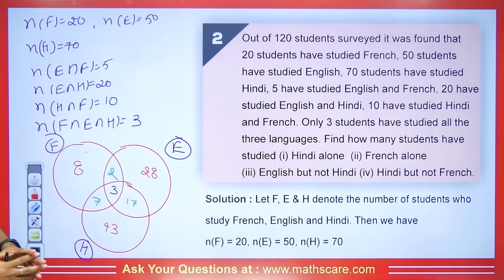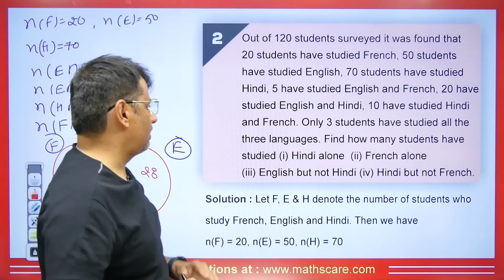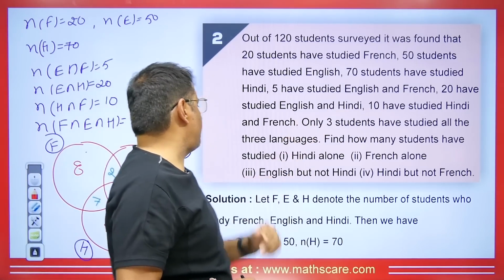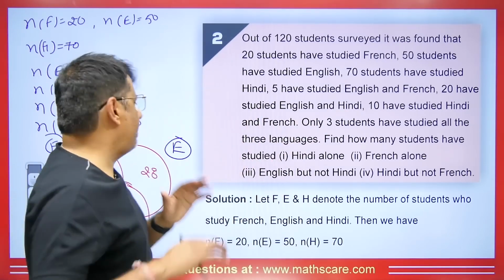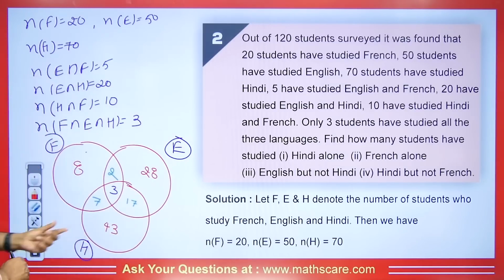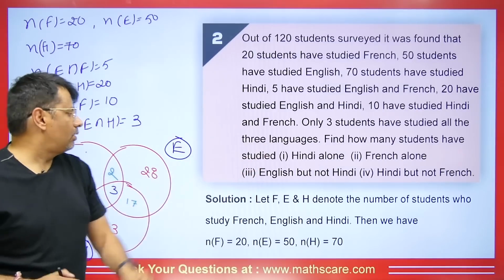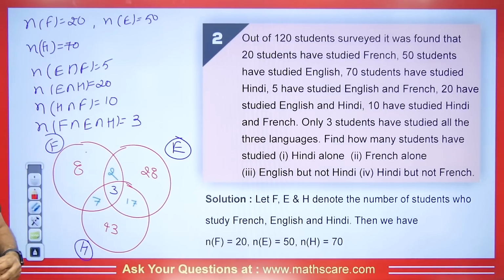Now let us consider each question. First one is, find how many students have studied Hindi alone. What is the number of students studying only Hindi? Students studying only Hindi will be 43, right? The next one is how many students are studying French alone. The answer will be 8. How many students are studying English but not Hindi?